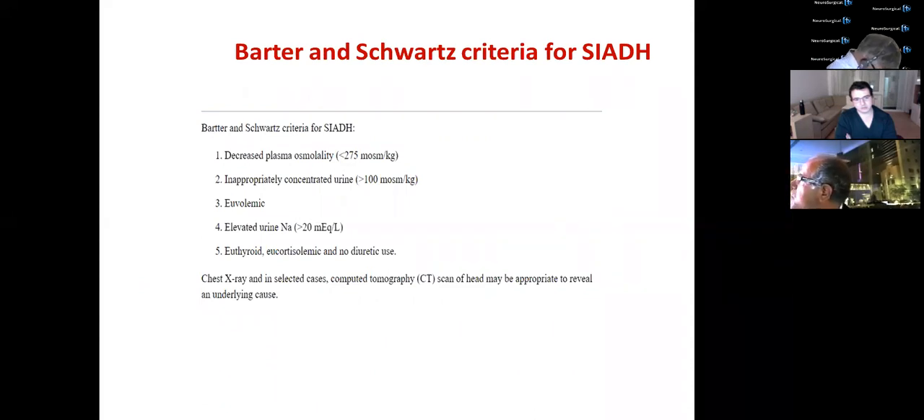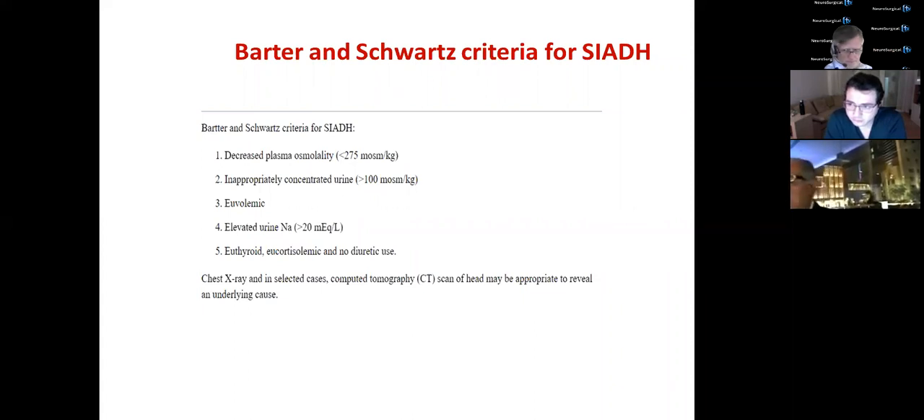The Bartter and Schwartz criteria for inappropriate ADH secretion are decreased plasma osmolality below 275 millimole per kg, and inappropriately concentrated urine, more than 100 millimole per kg. The patient is euvolemic; he is not dehydrated and not hypervolemic. And there is usually elevated sodium in the spot urine, more than 40 milliequivalent per liter. And the patient, as we mentioned, must be euthyroid, with no adrenal insufficiency.